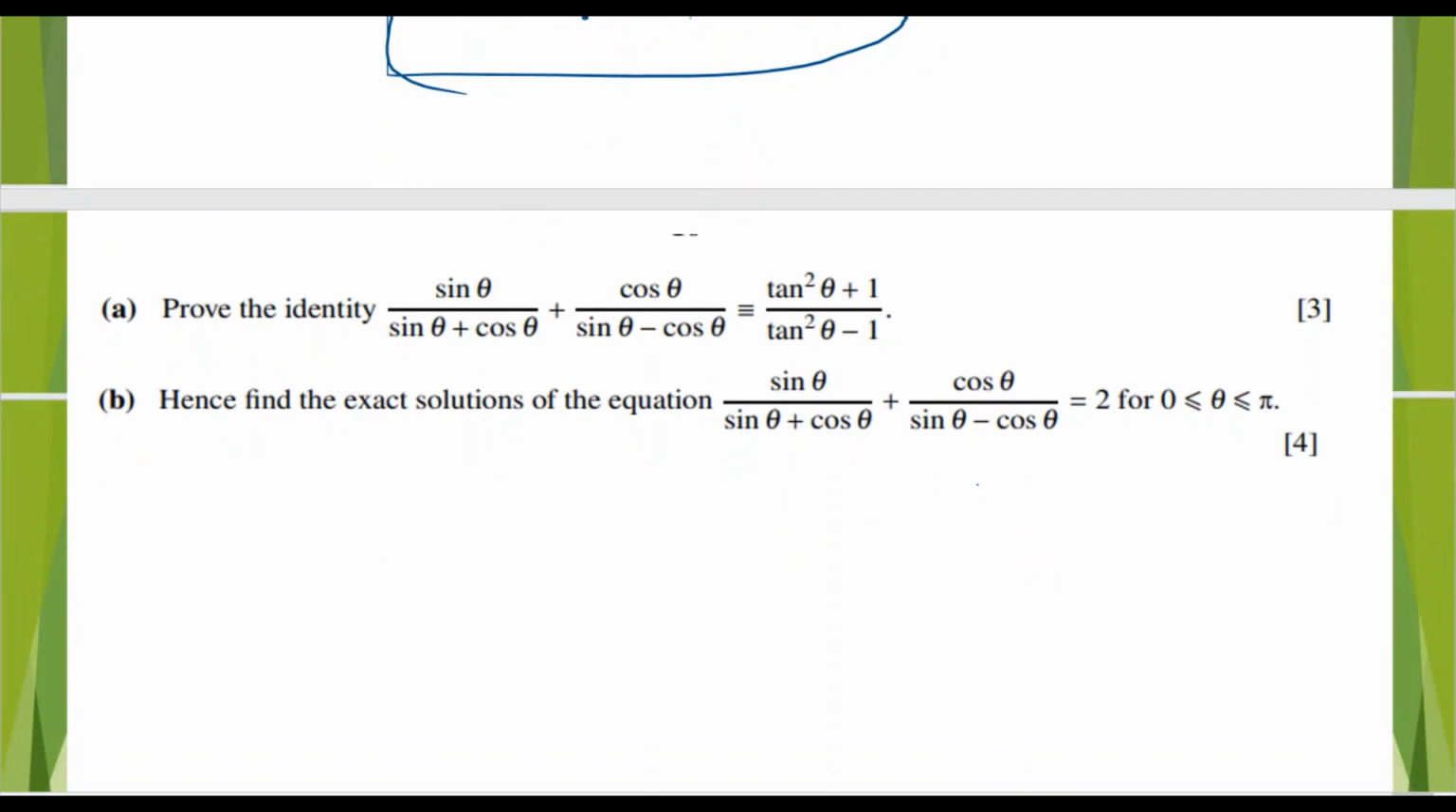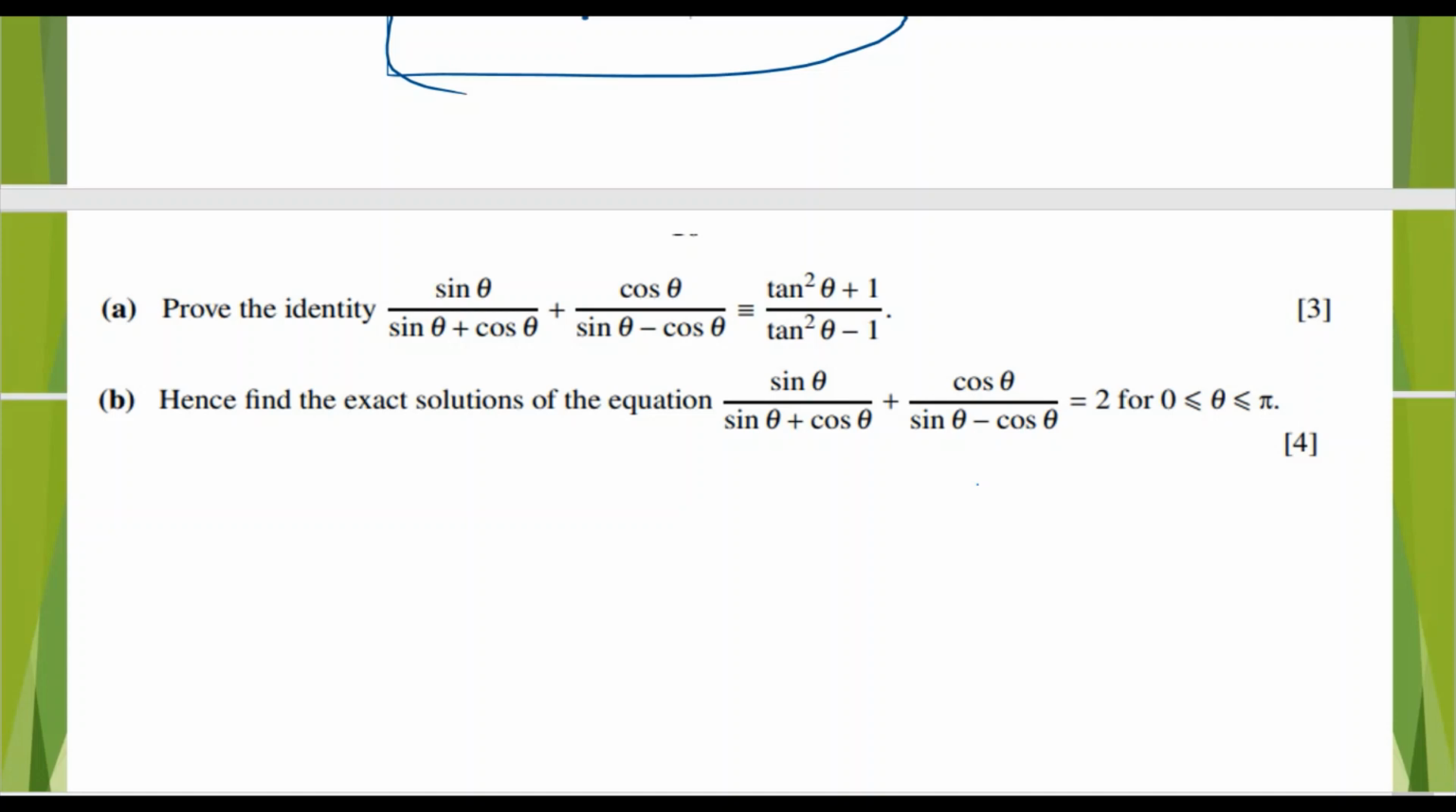So the next question is, prove the identity sine theta divided by sine theta plus cos theta, plus cos theta divided by sine theta minus cos theta, equal to tan square theta plus 1 divided by tan square theta minus 1. We will take the left hand side expression to prove the right hand side. So this is the A part of the question.